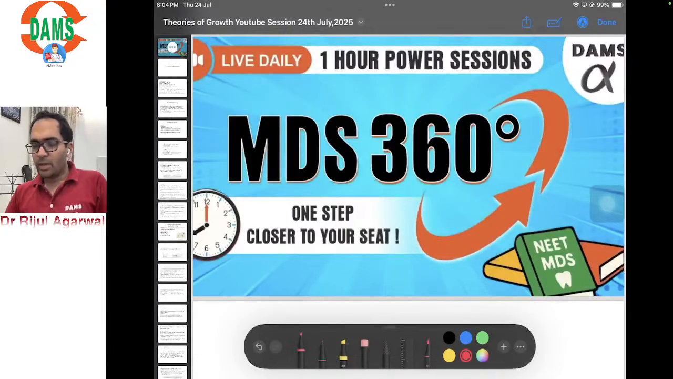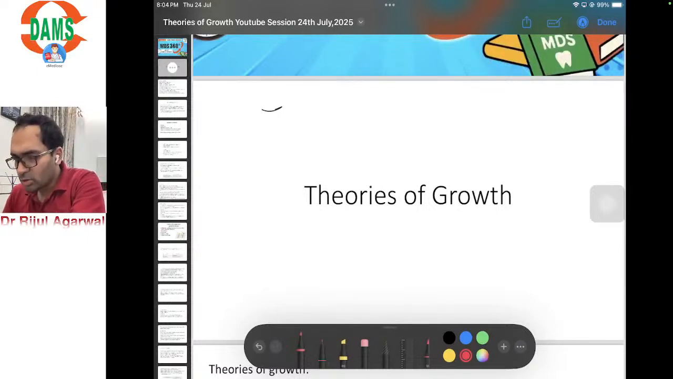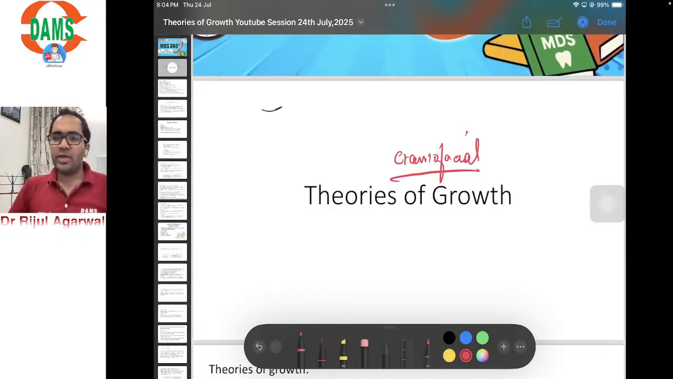So today I am here with a relatively ignored topic in orthodontics, that is theories of growth, or more rightly to be said, theories of craniofacial growth, because our aim is to deal with this head, neck and face region. And its growth, how it occurs, what are the various theories which were postulated, and which is the current accepted dogma or theory which is being followed.